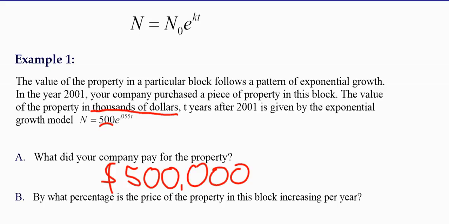Then also pulling from the equation, what percentage is the price of the property increasing? The percentage is your rate, or the k, which is right there, the 0.055. Since it's 0.055, change that to a percent by moving it 2 decimal places, so that is 5.5%. And it is increasing because it was a positive up there on the exponent. If it was negative, it would be decreasing.